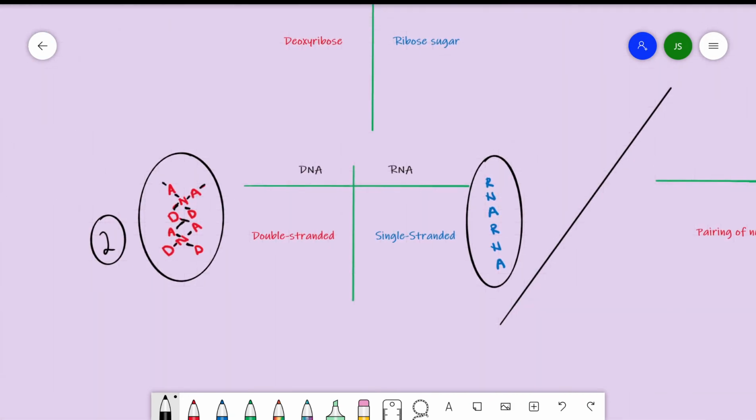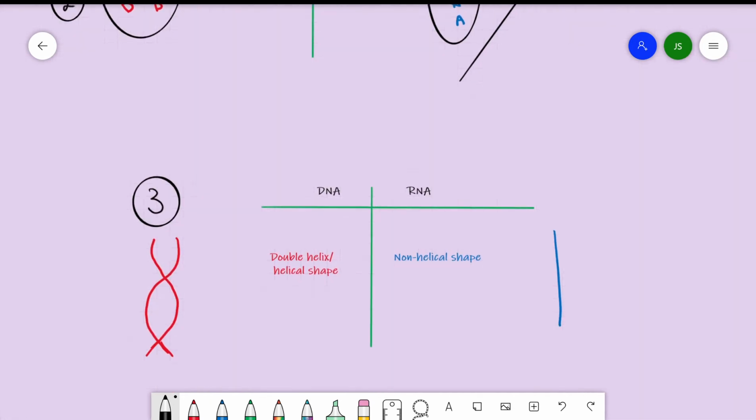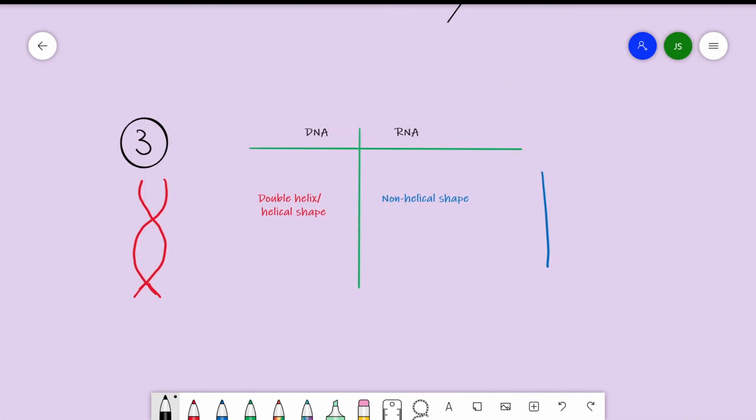Again, try and remember this illustration, where there are two strands that are bonding together to form this structure, where RNA only has one strand, and thus there is no need for pairing of nucleotide bases. Third difference, DNA has a helical shape, whereas RNA has a non-helical shape.